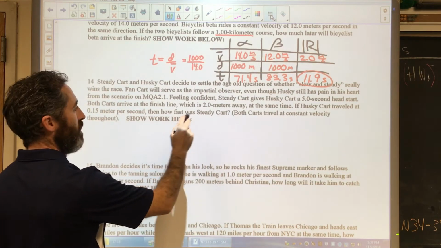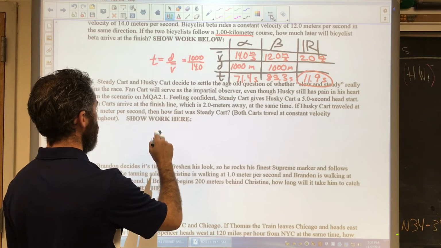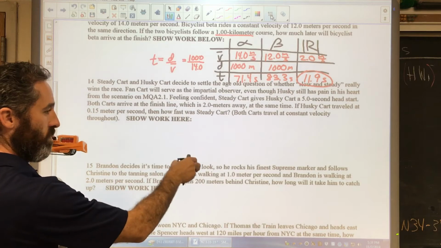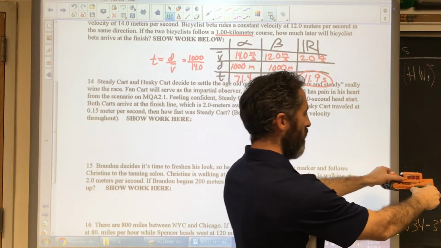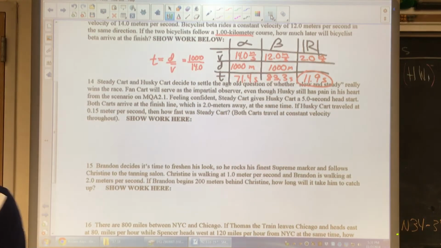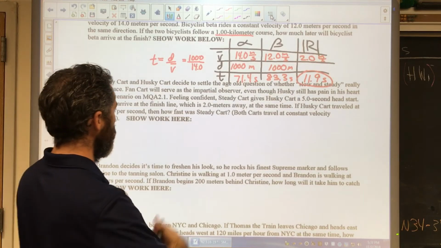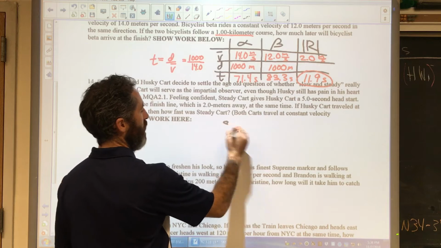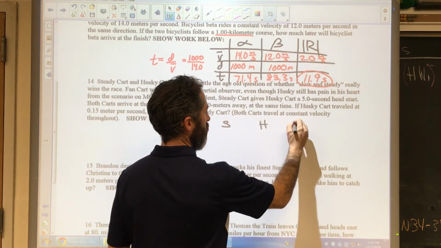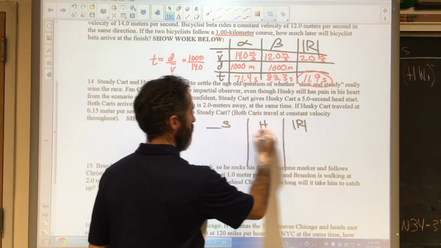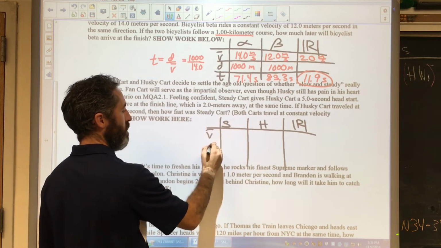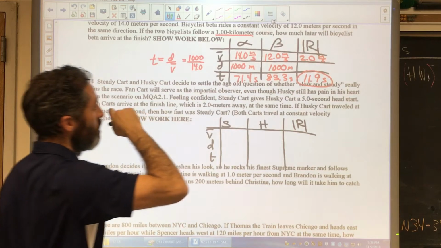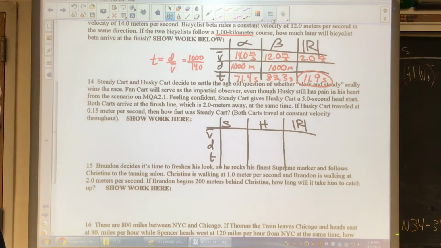So what's happening here is Husky's getting a head start, and they both reach the finish line at the same time. So this is looking familiar now. It's not the third time you're seeing a problem like this, but you may not be actually solving for the same physical quantity. So here we go. We can have Steady, we can have Husky, and then relative between the two of them. V bar, D, T. What do we know? Well, let's check it out.